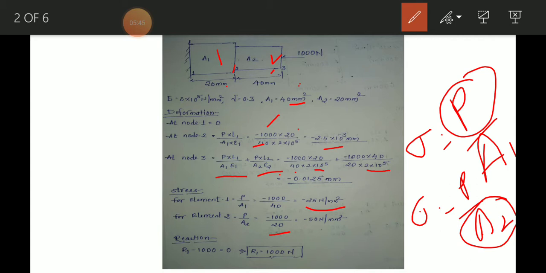Okay, so you have calculated deformation at both the elements. Even we calculated stress at both the elements. Now you calculate the reactions. So write down the reaction equation. What is that? R1 plus R2 equal to 0. Fine. So R2 is how much? It is minus 1000. Minus 1000 equal to 0, or R1 equal to, you can shift this minus 1000 to that side, you will get plus 1000.